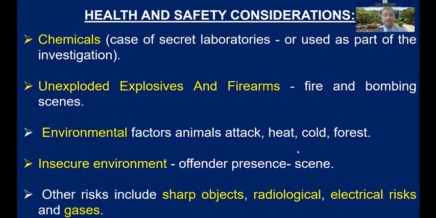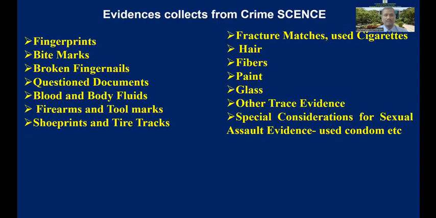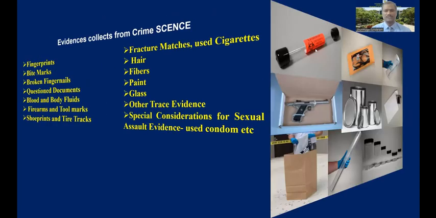And an insecure environment, maybe the presence of dead areas or forest areas, and other risks include sharp objects, radiological and electrical risks, and other gases. These are possible evidences collected from the crime scene: fingerprints, bite marks, broken fingernails, questioned documents, blood and body fluids, firearms and tool marks, shoe prints, tire marks. These are possible things we can collect from the crime scenes.